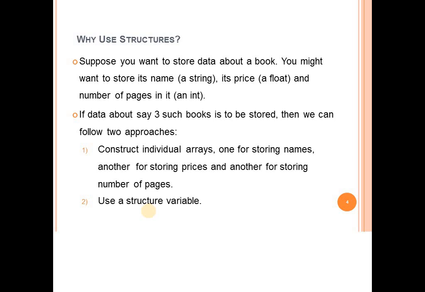But suppose I want to store the information of 3 such books, then what can we do? You have already studied one way to store the same kind of data in a continuous manner using arrays. You can have individual arrays, one for storing the names of the books, one for storing the prices and another for storing the number of pages. Names are of the same type, so they will be stored in one array. Prices are of the same float type, so they will be stored in one array, and pages are of integer type, so they will be stored in another array.